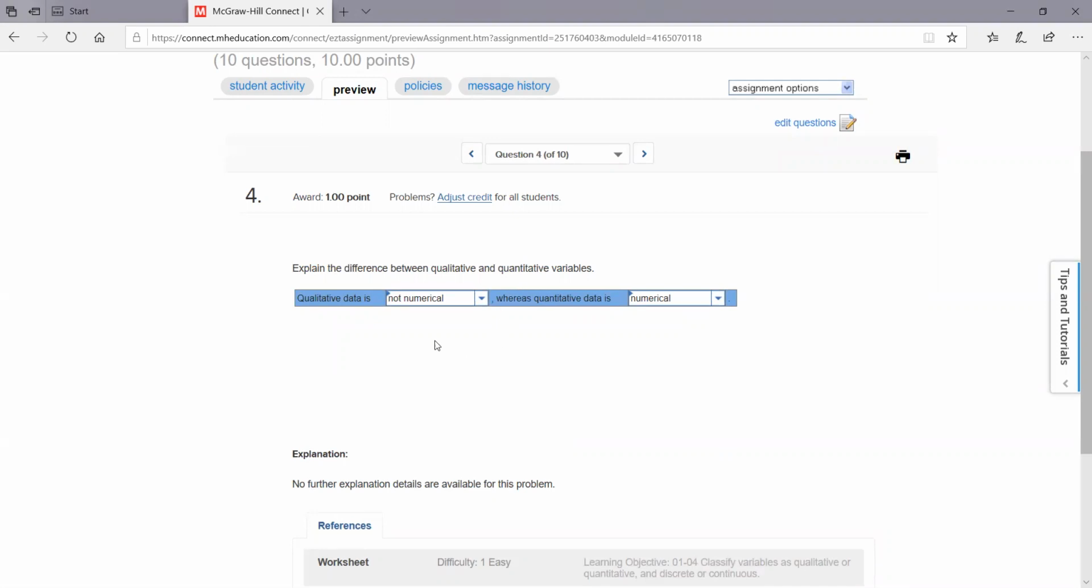Generally, qualitative is more like labels. So it's more non-numeric, whereas quantitative usually asks how much or how many. That's always going to be numerical.